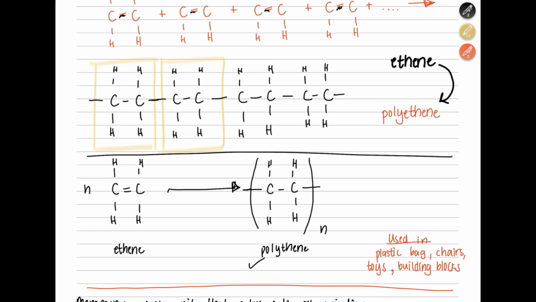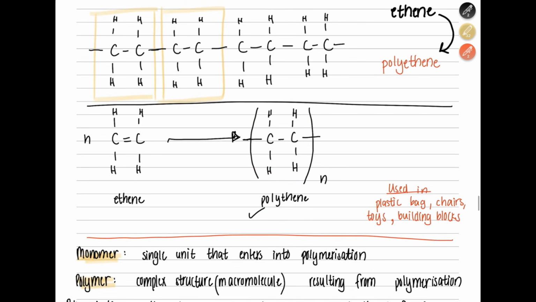Another way to write this is that you can write ethene and write N before it. That means you have N number of ethene, and then you get polyethene. So you just write this unit. This is called a repeat unit. You write it here, and then you put a bracket and write N. This is polyethene. Polyethene is used in plastic bags, chairs, toys, and building blocks.